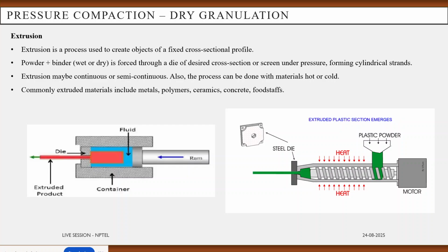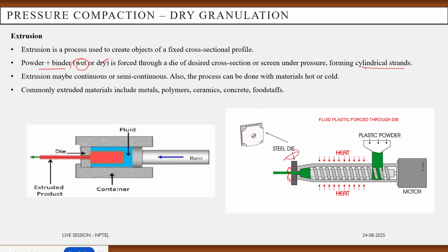Okay, so the next dry granulation process that we are going to discuss is the extrusion process. The extrusion process is a similar process where the powder, if it is dry, and binder, if it is in wet condition, is forced through a die of desired cross section. This is the die of the desired cross section, and we can set a screen under pressure, forming cylindrical strands.